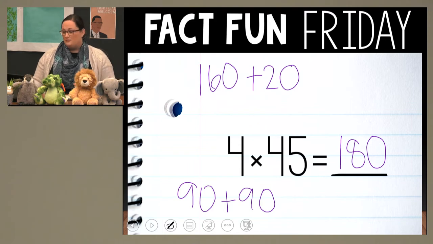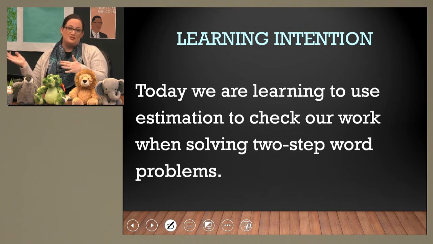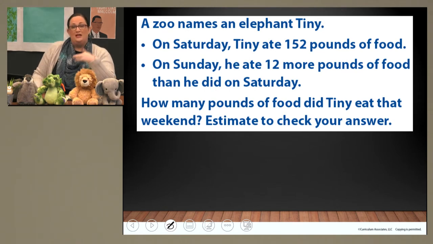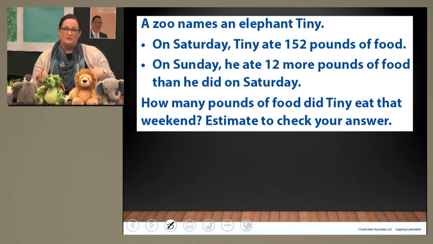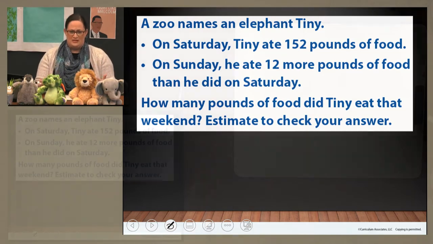Done. Awesome. Today, we are learning to use estimation to check our work when solving two-step word problems. We're doing the same lesson we did yesterday. We're going to review what we did yesterday, and then we're going to do 2 new problems together. So yesterday, we talked about the zoo and the elephant Tiny, do you remember? And Tiny ate 152 pounds of food, and on Sunday, he ate 12 more pounds of food than he did on Saturday. Mr. Kevin, can you show my whiteboard really quick? So I'm just going to review what we did yesterday.